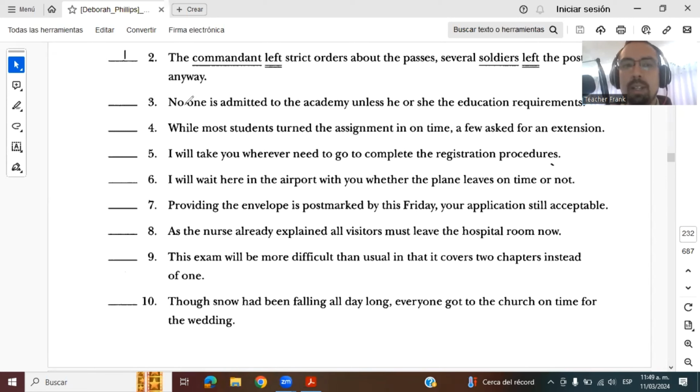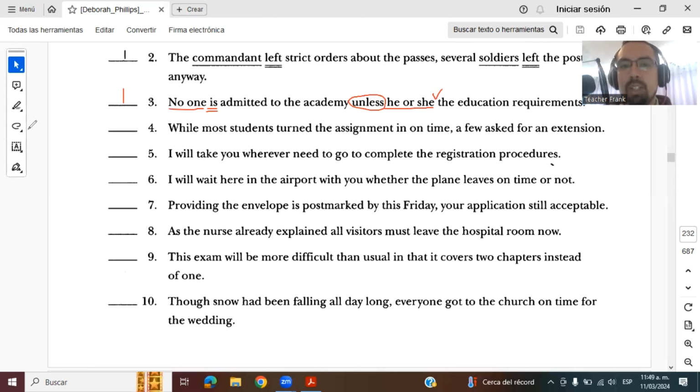Okay, let's check these. Number 3 says, no one is admitted to the academy unless he or she the education requirements. So first we have no one, which is a subject for is admitted. We have unless, which is a connector, unless he or she is my other subject, but we don't have a verb for he or she, right? Unless he or she meets the education requirements or something like that. So we have a missing verb. It's incorrect.